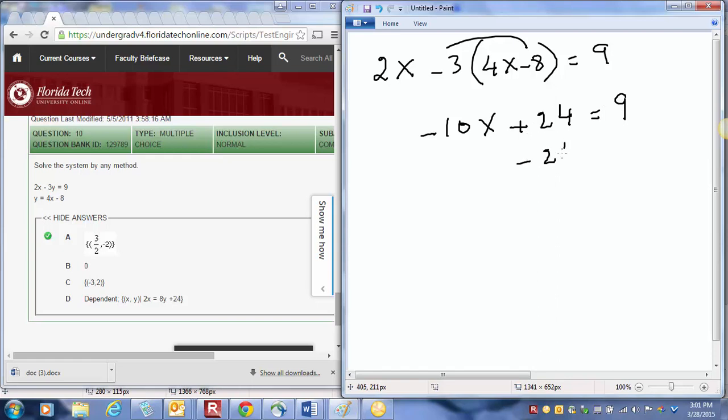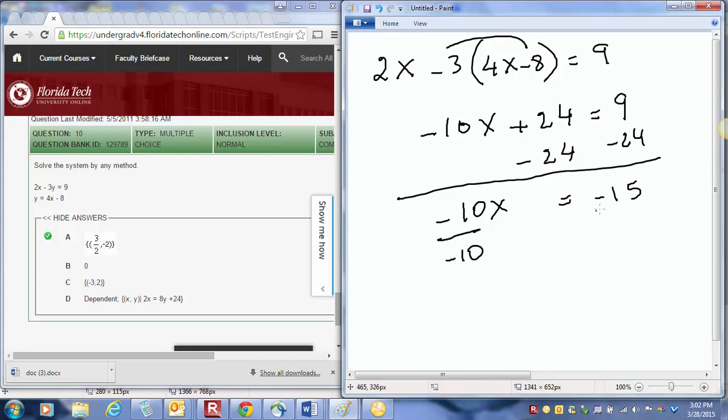Let's subtract 24 from both sides. So negative 10x equals, that would be 15 or negative 15, right? Because 9 from 24 is 15, and this is negative, negative 15. Divide both sides by negative 10. So if you want to keep this in a fraction format, negative by negative positive, 15 by 5 is 3, and 10 by 5 is 2, so this is 3 halves.